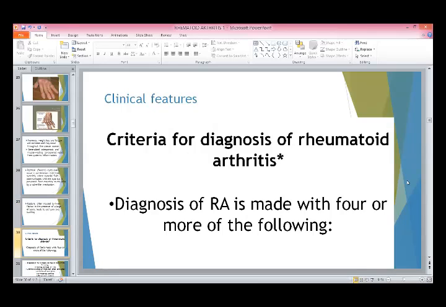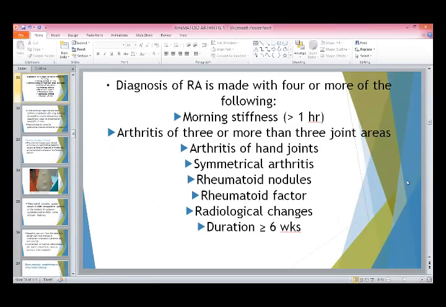Now, the criteria for the diagnosis of rheumatoid arthritis. Diagnosis of rheumatoid arthritis is made with four or more of the following. Now, there are certain criteria. If four of them are present, then diagnosis can easily be made. Now, what are those criteria?